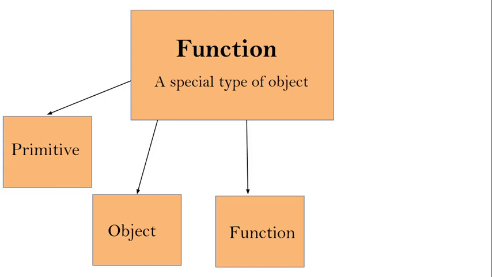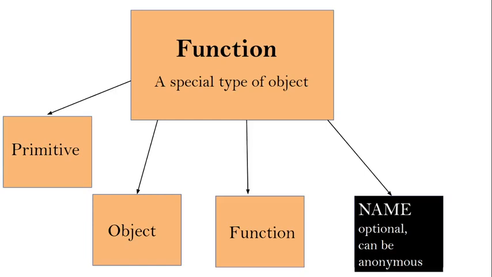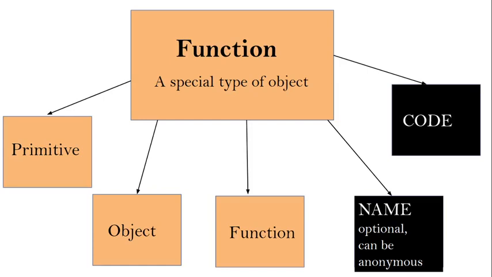In JavaScript though, the function object has some hidden special properties. The two important ones are its name. A function in JavaScript does not have to have a name. A function can be what's called anonymous, meaning it does not have a name, but it can also have a name. The other is a property called the code property, where the actual lines of code that you write will just sit.